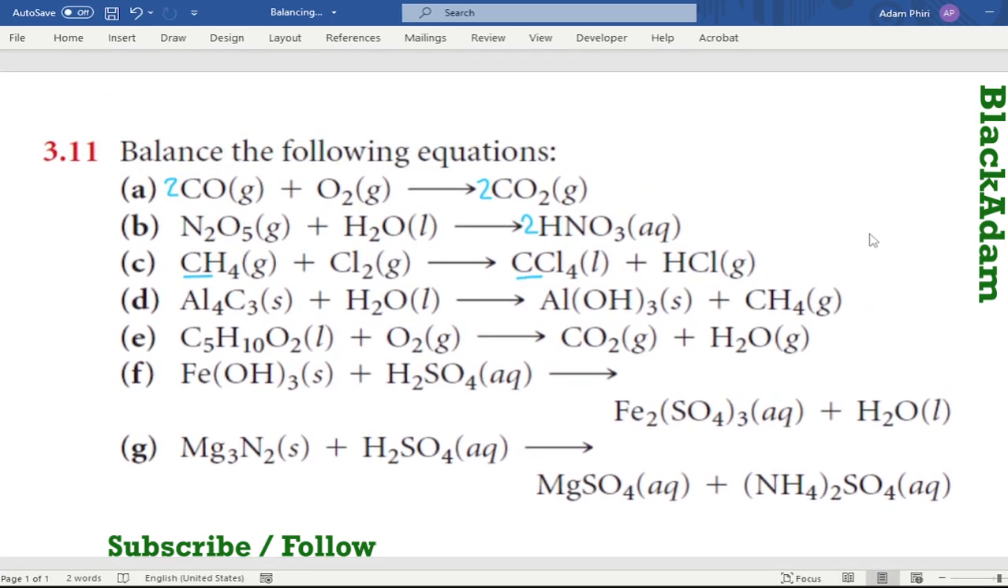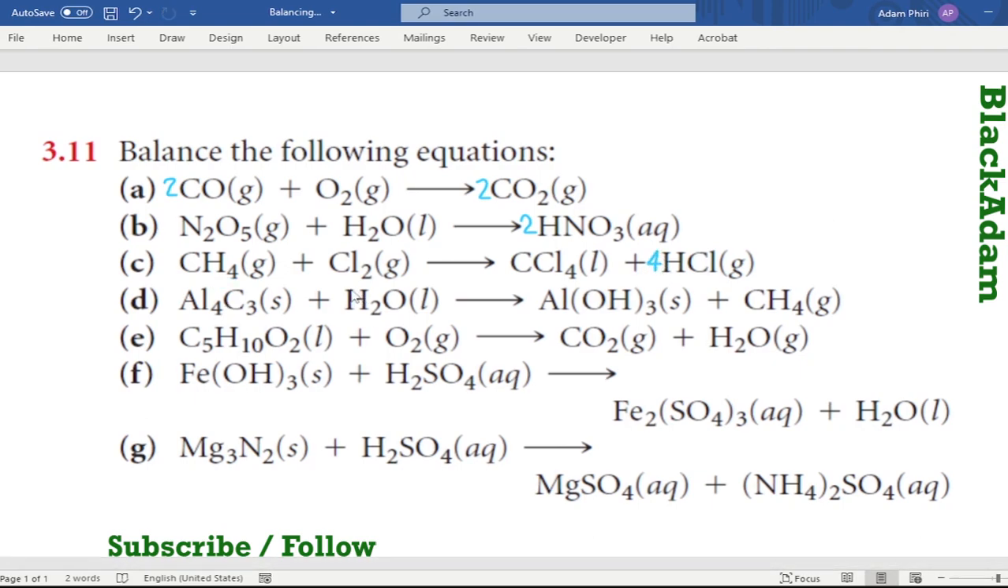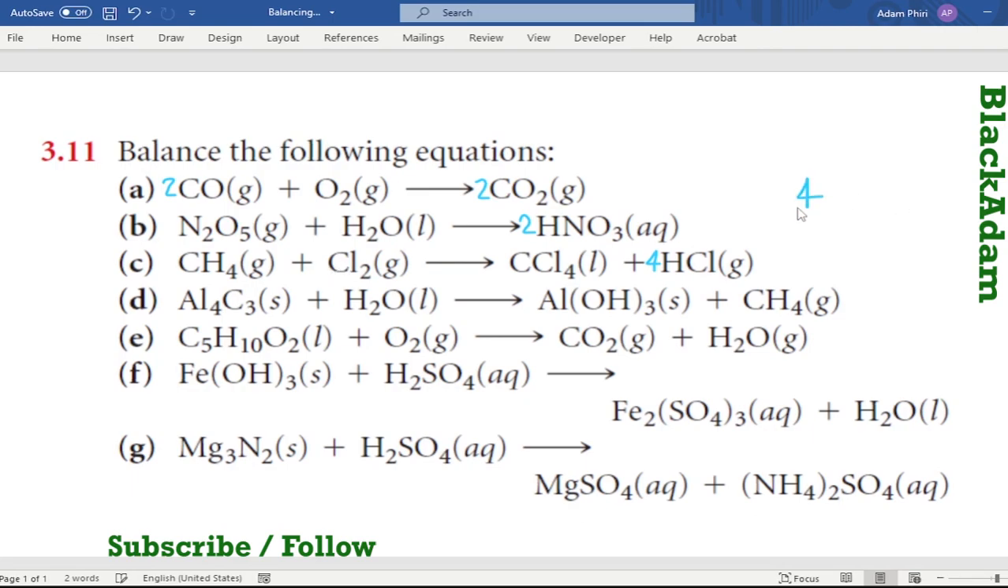Coming to the third equation, carbon 1 balanced, hydrogen 4, and then let's look at the other side. We have hydrogen, which is 1, so that means we put 4 on the other side, so hydrogen is balanced. Then let's look at chlorine, and chlorine we have 4 there and 4 making it 8. So 4 divided by 2 is 2. Let's see if it's going to work.